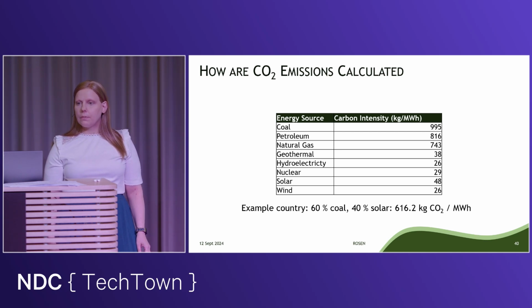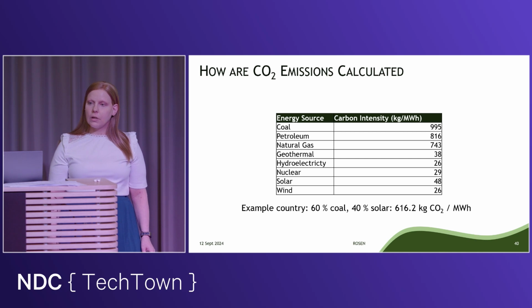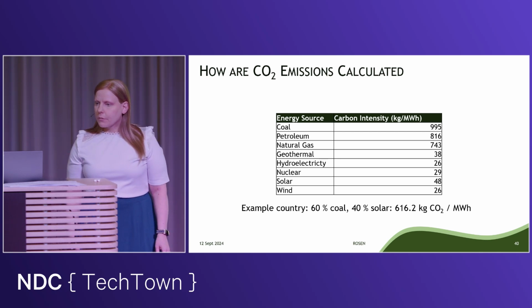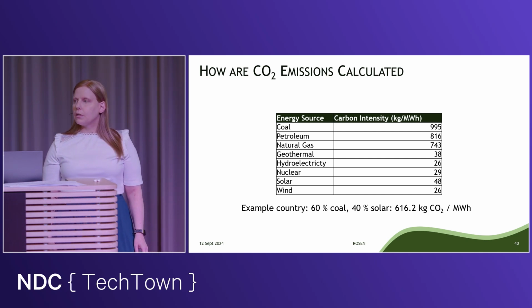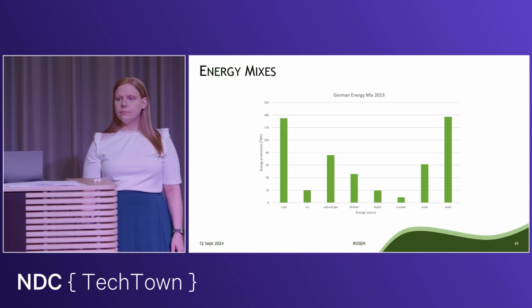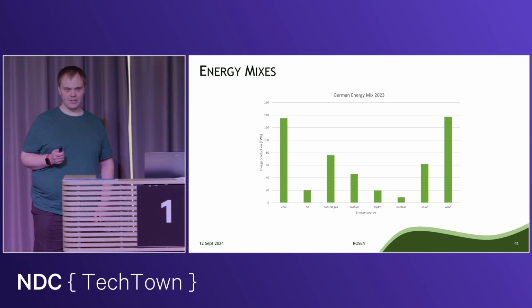You might be wondering why things like solar and wind have a non-zero carbon intensity. That is because the report also takes the non-operational carbon emissions into account that comes from construction. With this table, we can understand how the CO2 emissions of any country can be estimated by using their energy mix. Let's have a look at the German energy mix for the year 2023.